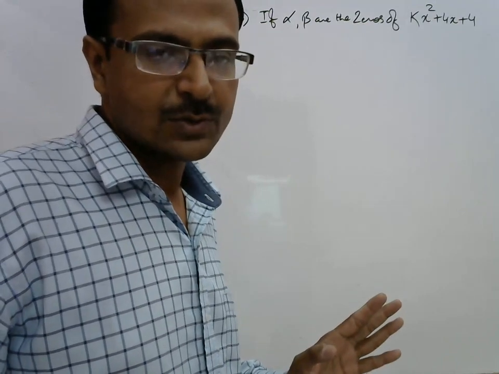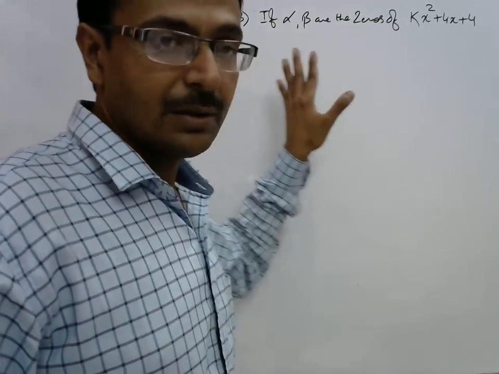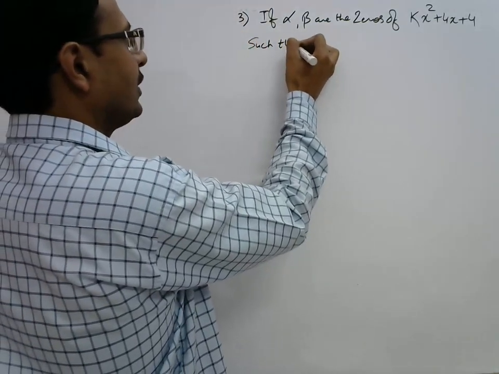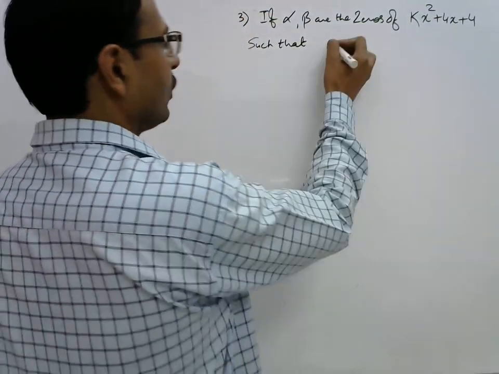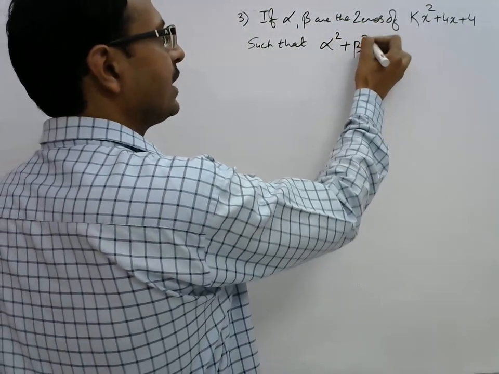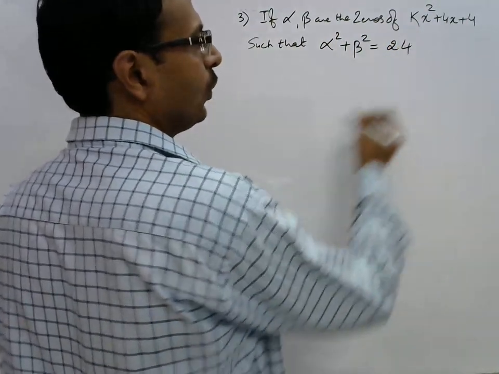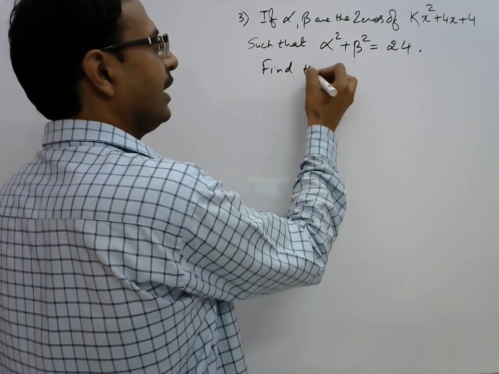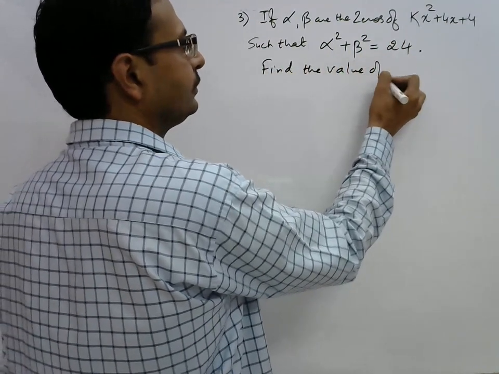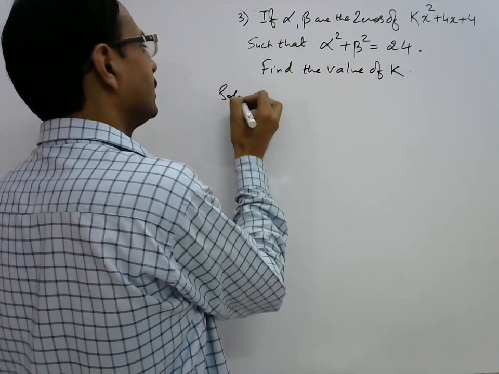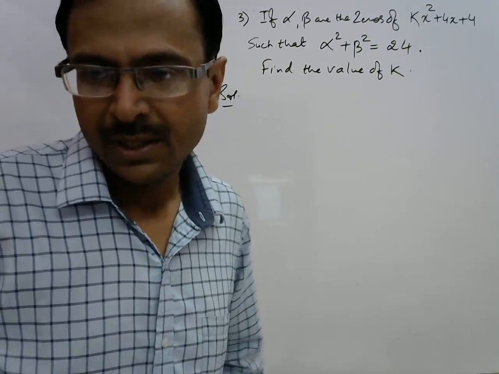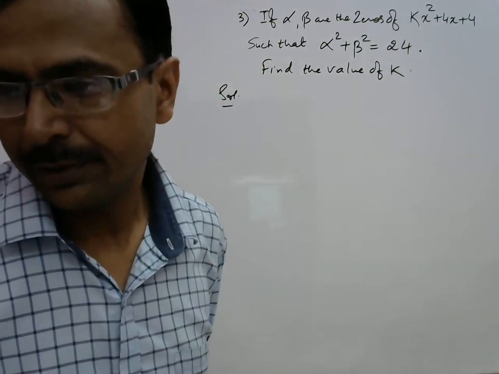The zeros of this quadratic polynomial are given as alpha and beta, such that there is a relationship given. Alpha square plus beta square is equal to 24, and you need to find the value of k. So this is a 2-mark question which can be asked in your board exams, and very important.